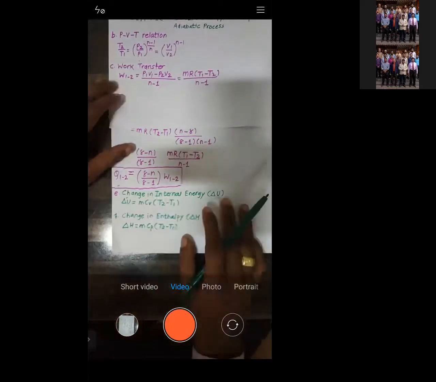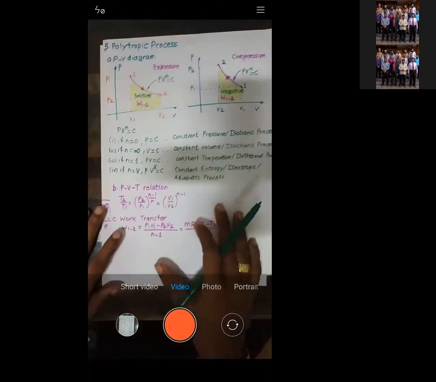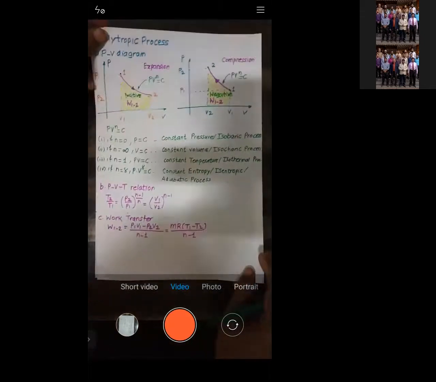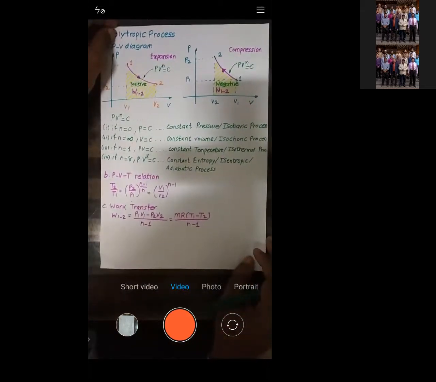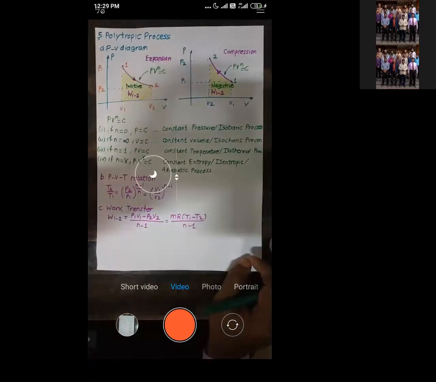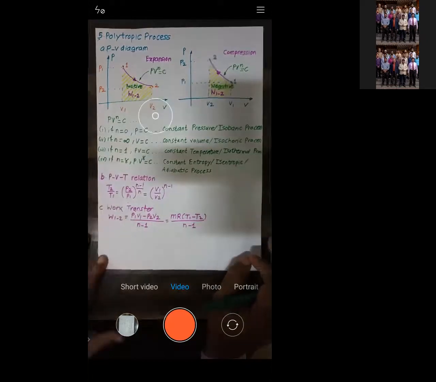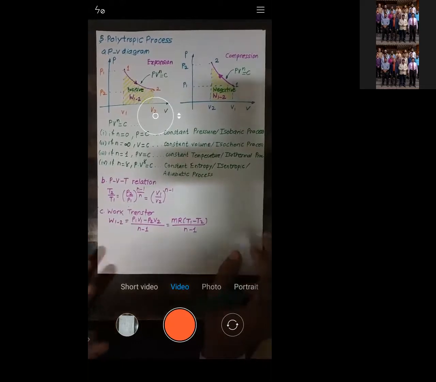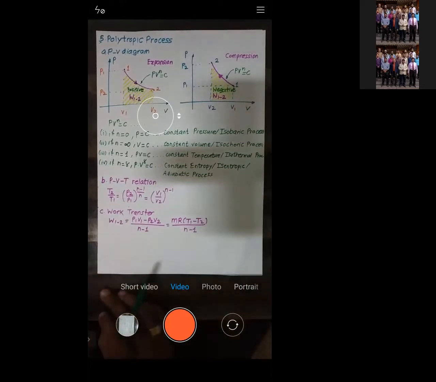So is it okay with this one? Let me know. Is it okay? All of you, is it okay with this process? Let me know. Is there any doubt? You can respond.